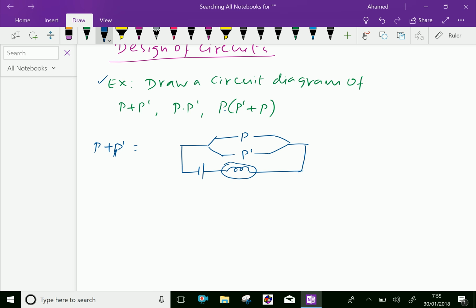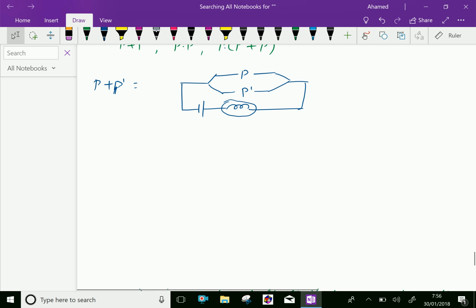When switch P is closed, the bulb will glow. As well, if switch P dash is closed, even if P is off, then the bulb will glow. Therefore, it is P or P dash. Second one, P into P dash. Here, look at the circuit.